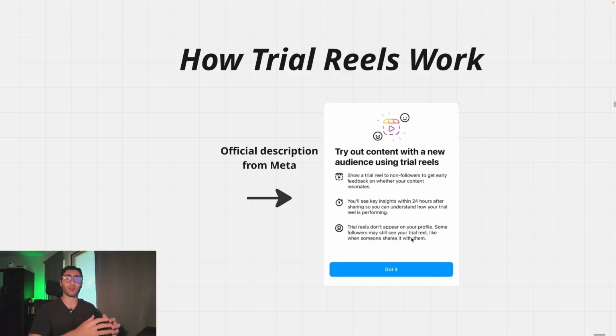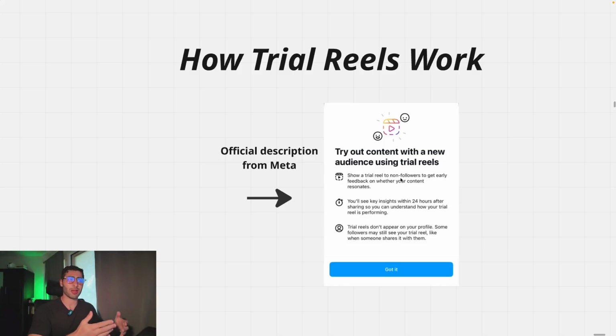All right, so first and foremost, let's go over how Trial Reels even work in the first place, okay? So here's the official description from Meta, which is Instagram's parent company. Meta says, try out content with a new audience using Trial Reels. Show a trial reel to non-followers to get early feedback on whether your content resonates. You'll see key insights within 24 hours after sharing so you can understand how your trial reel is performing.